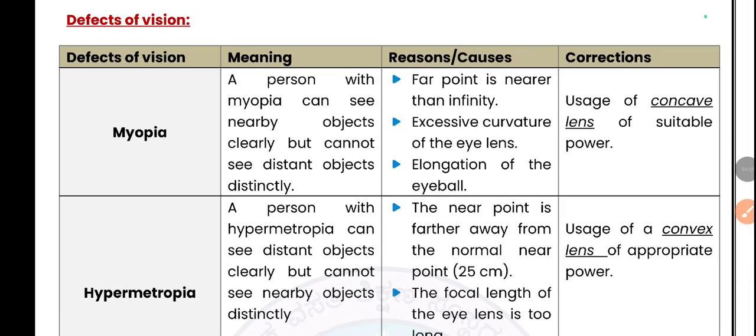Then defects of vision. Myopia. Meaning, a person with myopia can see nearby objects clearly but cannot see distant objects distinctly. Reason: the far point is nearer than infinity, excessive curvature of the eye lens, elongation of the eyeball. Then correction: usage of a concave lens of suitable power.